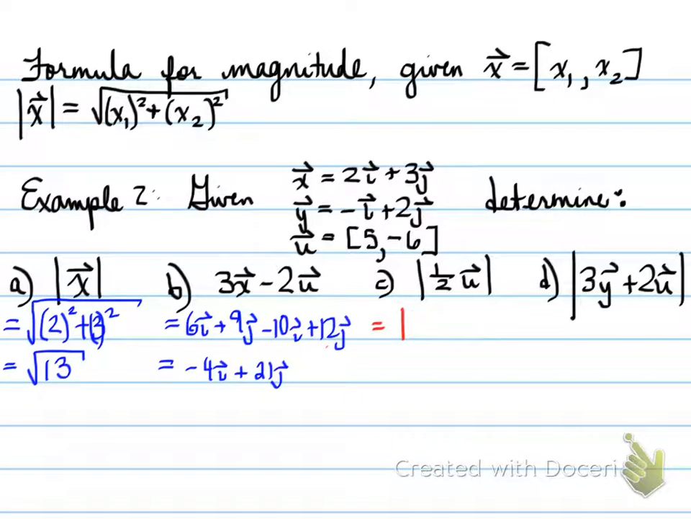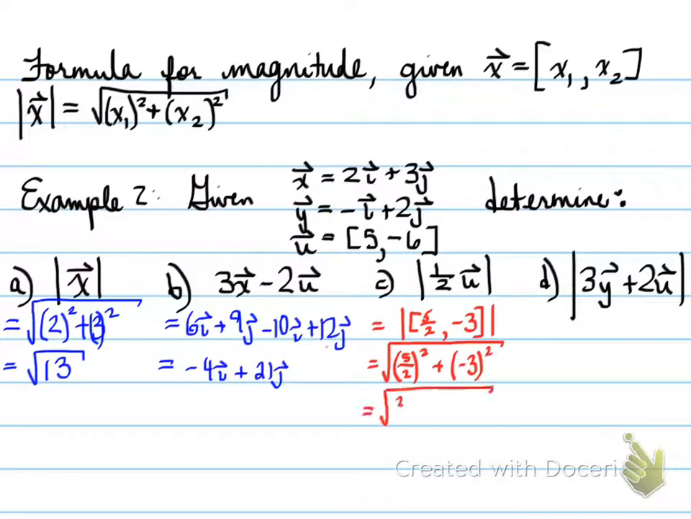Next part. The magnitude of half of vector u. So we can take vector u and take half of all the values, the entire vector. And then we find the square root of (5 over 2) squared plus (negative 3) squared, and you get 61 over 4, which is equal to root 61 over 2.